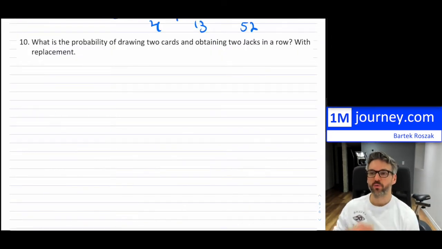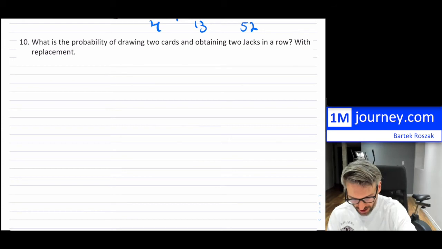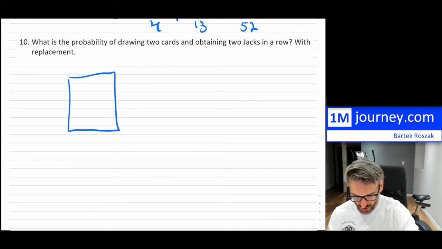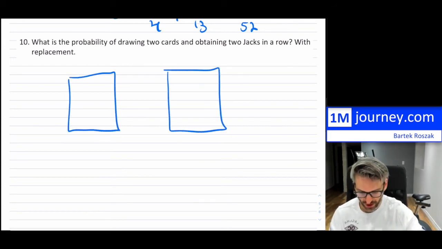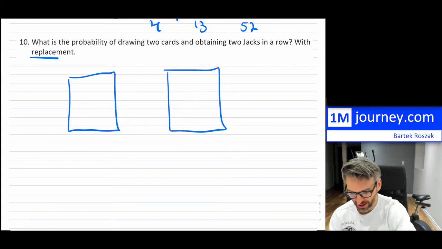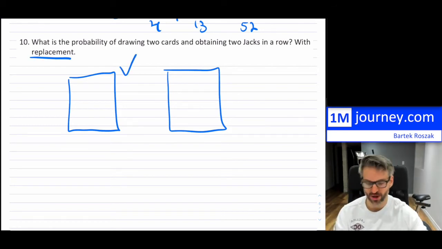Question 10, what is the probability of drawing 2 cards and obtaining 2 jacks in a row with replacement? So we're replacing cards here. Okay, well, drawing a card. So here's drawing 1 card, and then we're going to draw another card. Now, when it says with replacement, that means after we draw the card, we put it back into the deck.